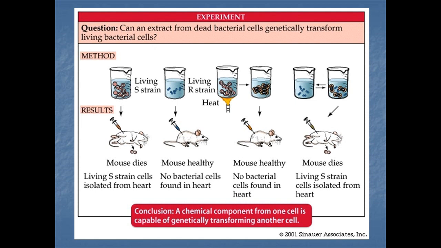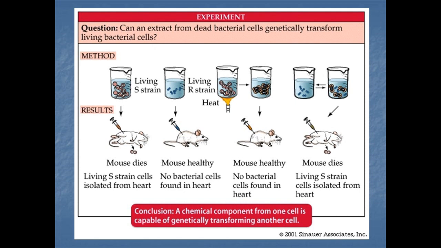Then he did a heat killing of the pathogenic S strain and injected it into the mouse. It was healthy and did not die, and no bacterial cells were found in the heart. But when he mixed the heat-killed S strain with the non-pathogenic R strain, the mouse died, and he isolated living S strains from the heart.